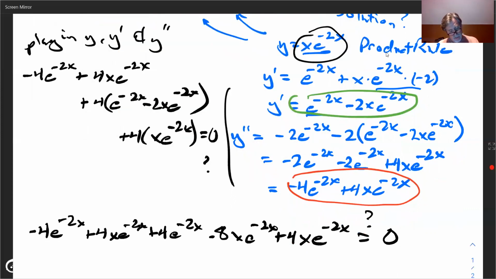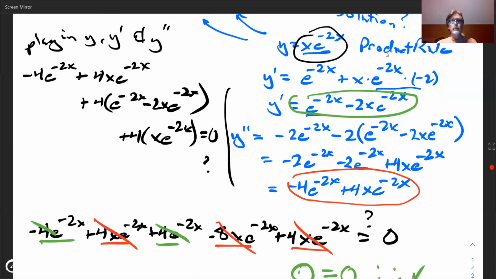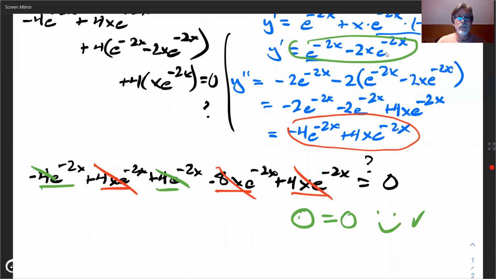What I've got is the minus 8x and the 4x disappearing, right? Goodbye, nice knowing you. And you know what else? I've got these two guys also canceling. Yes, indeed, we get 0 equals 0 on the problem. The left-hand side cancels. It is a solution. That's all she wrote on that problem, and that's how you check your solutions.